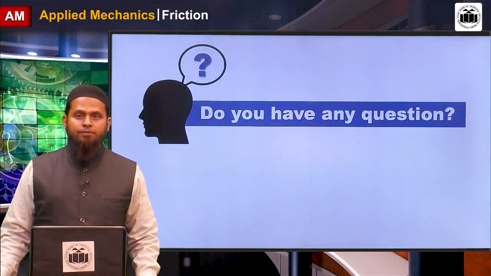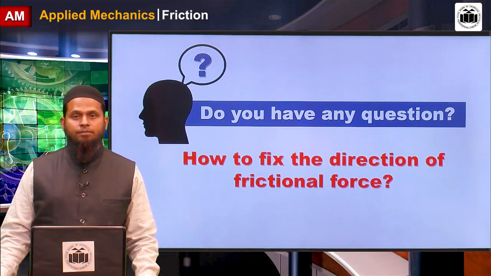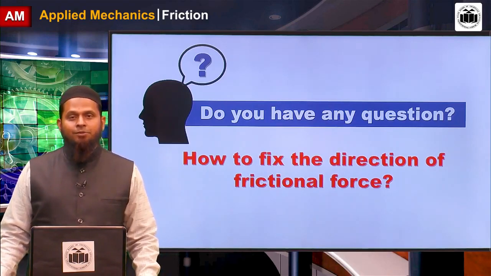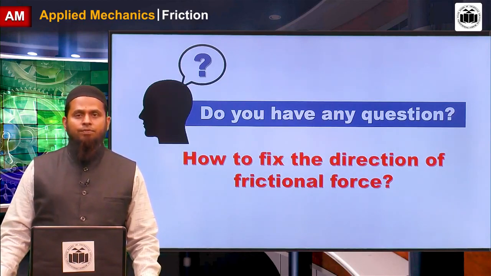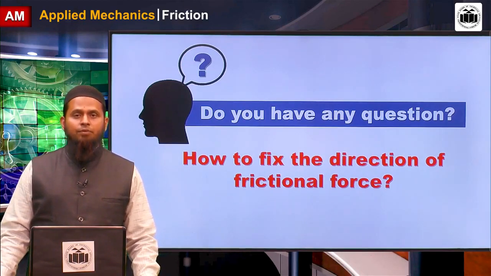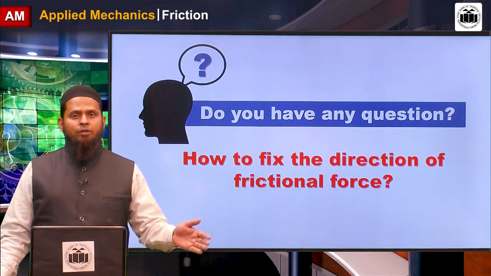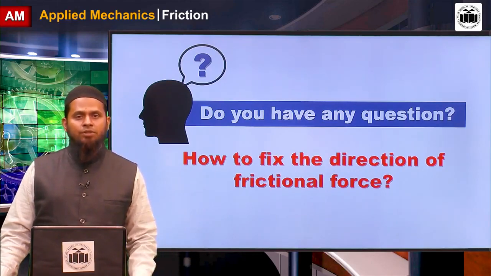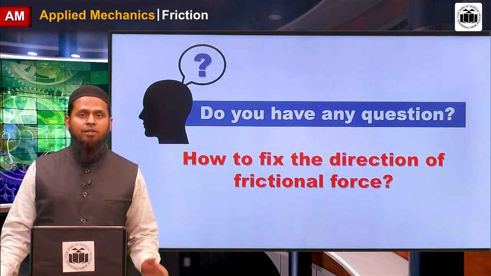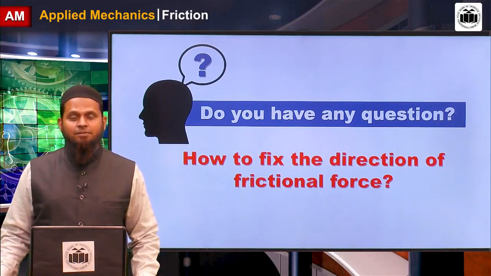Do you have any question? Yes, sir. I have one question. How to fix the direction of frictional force? Very good question and nice question. As we learn in laws of friction, the direction of frictional force is always opposite to the motion. Just think of the motion of the block and go opposite to it. This is the direction of the frictional force. But remember, the frictional force is always tangential to the surface. Do you understand this? Yes, sir. Thank you.